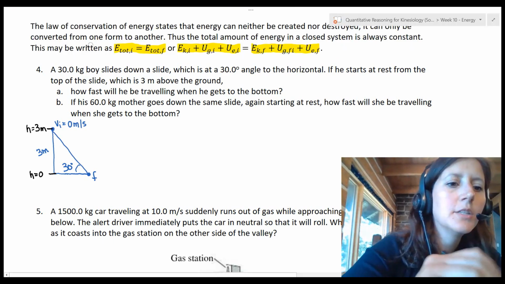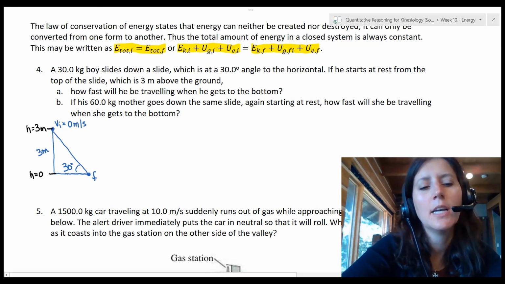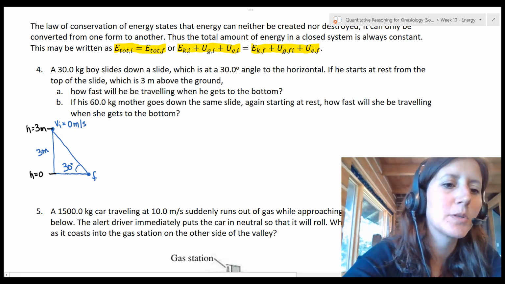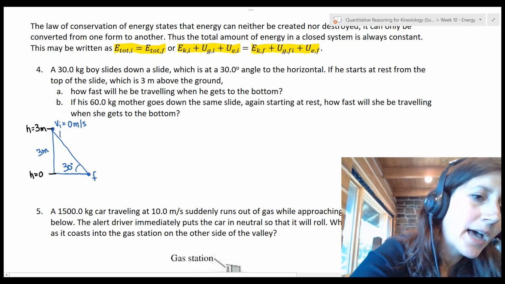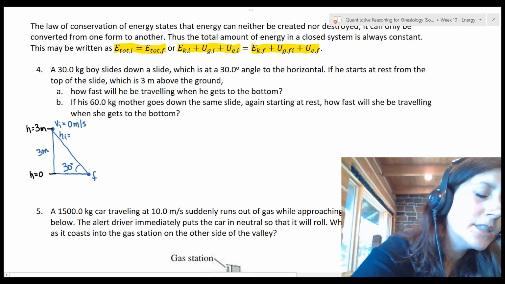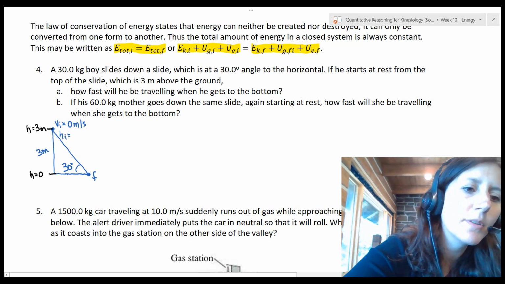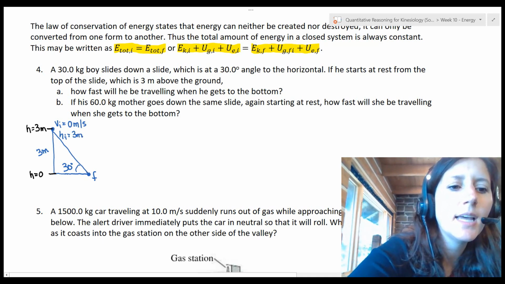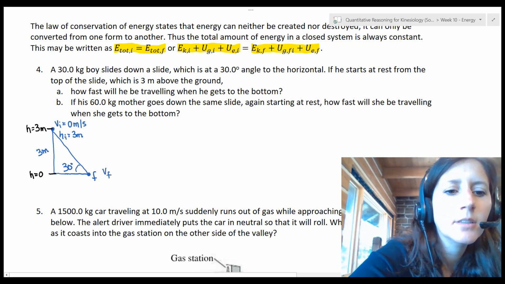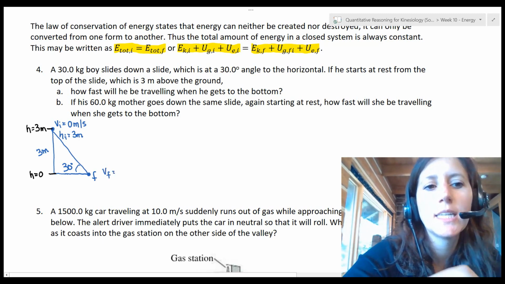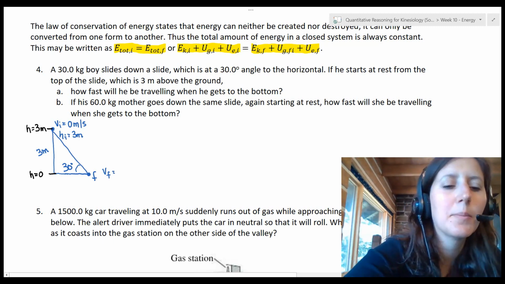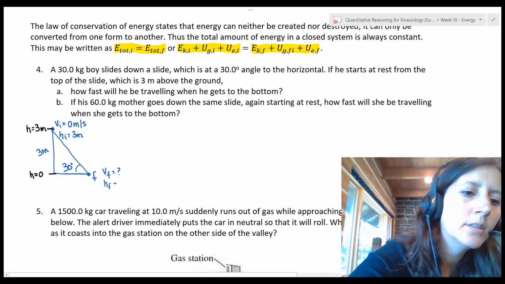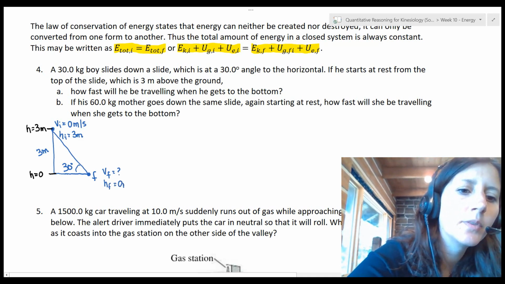Okay. So now that we know where our reference position is, I'm going to state all the values that I know. We already said the V initial is 0 meters per second. Then the height initial, the height when he's at his initial position, which is at the top of the slide, is 3 meters. What about at the end? The V final, that's what we're looking for. The question says, how fast will he be traveling when he gets to the bottom? So this is my question mark. And my H final is 0 because he's at the bottom.